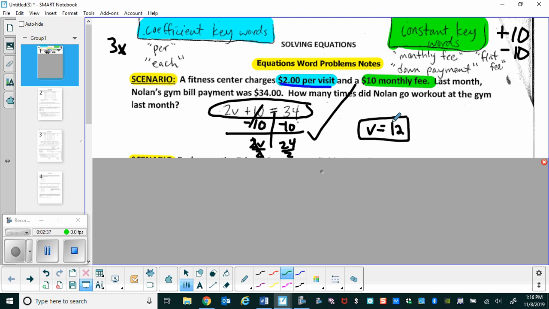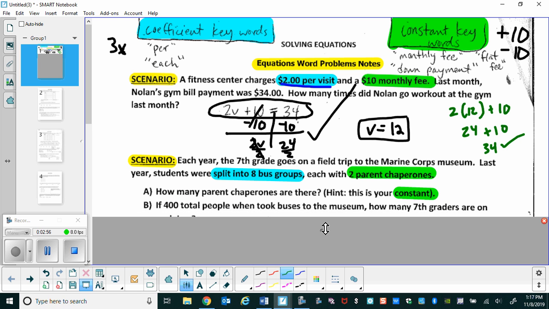Now to check, we can also check real quick. We know that $2 for 12 classes would be 24 bucks. And then it's the $10 monthly fee no matter what. So when you do 24 plus 10, we can verify that that would in fact be the $34 that Nolan spent. Okay? All right, let's go ahead and take a look at the next problem.